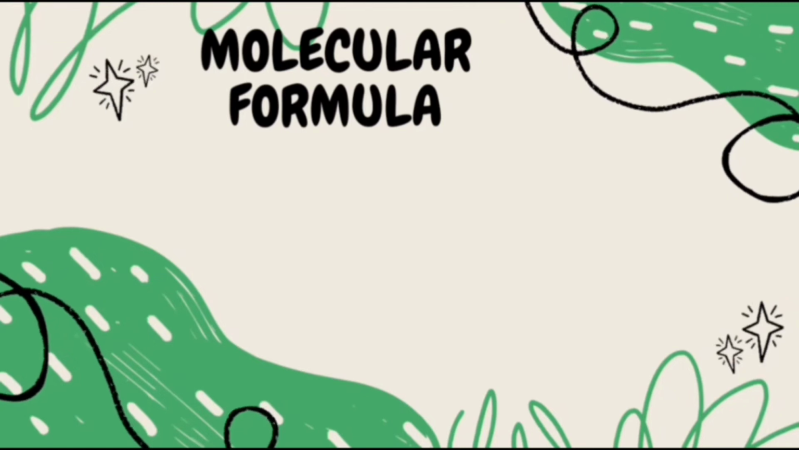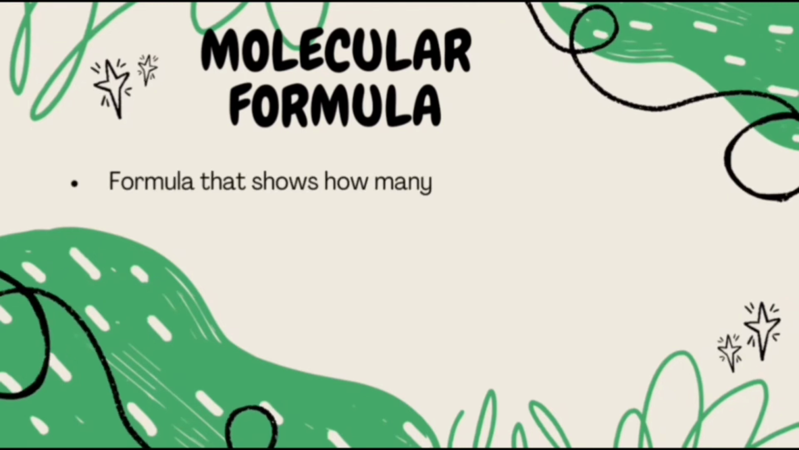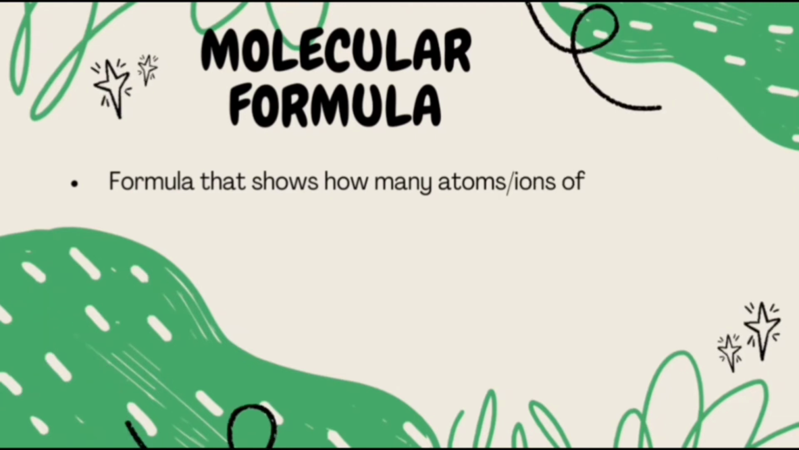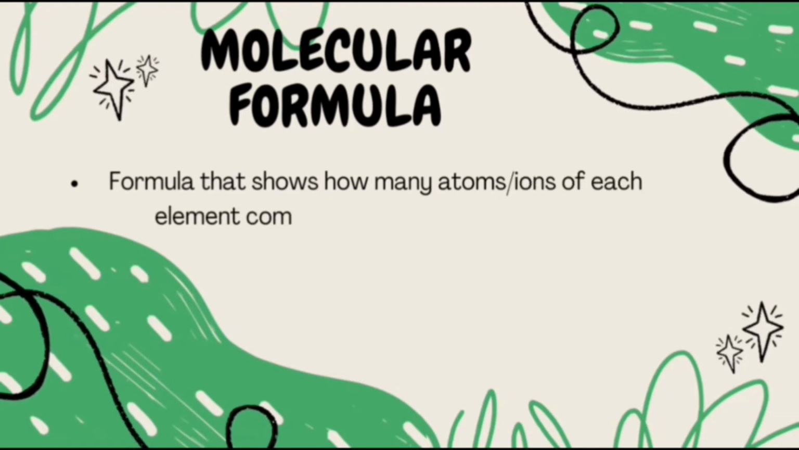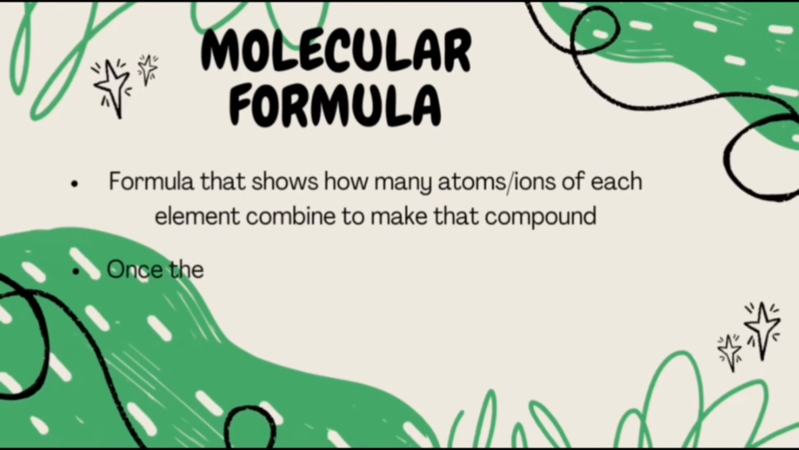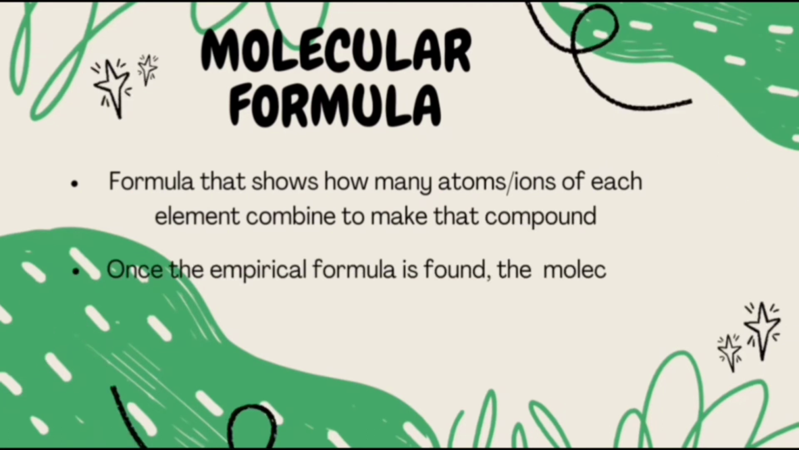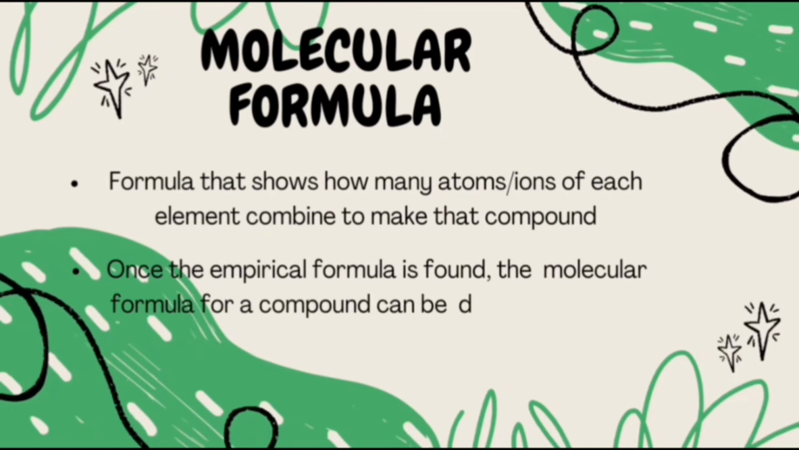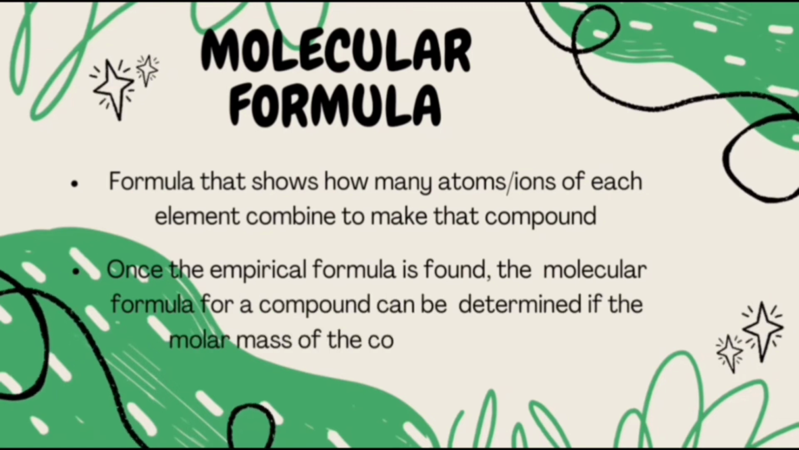Next, molecular formula. Molecular formula is a formula that shows how many atoms or ions of each element combine to make that compound. Once the empirical formula is found, the molecular formula for a compound can be determined if the molar mass of the compound is known.